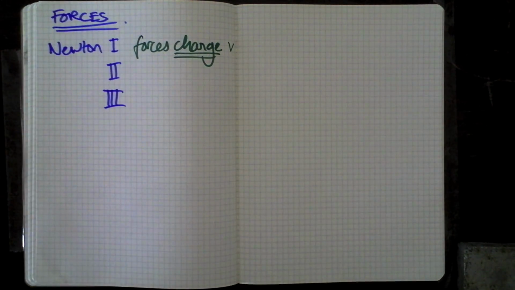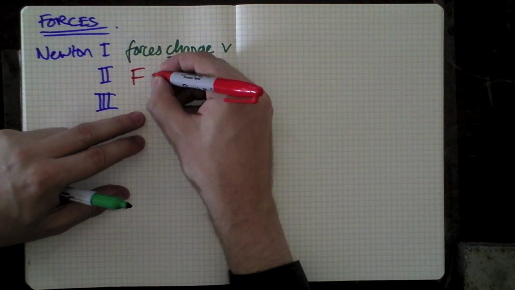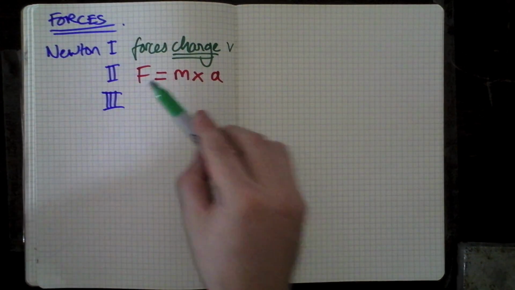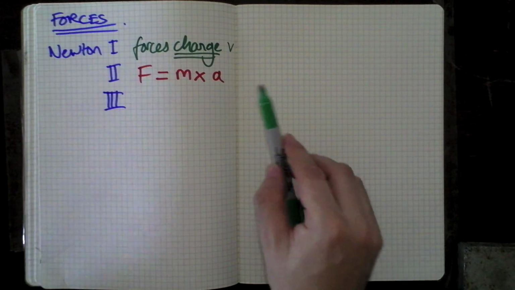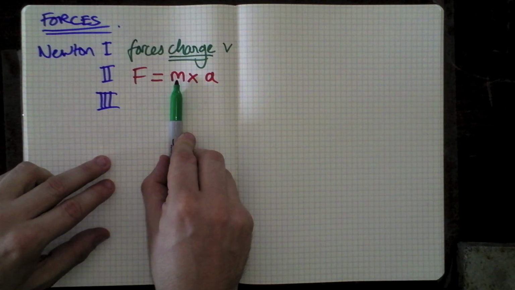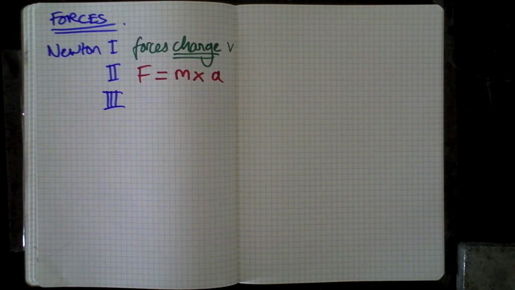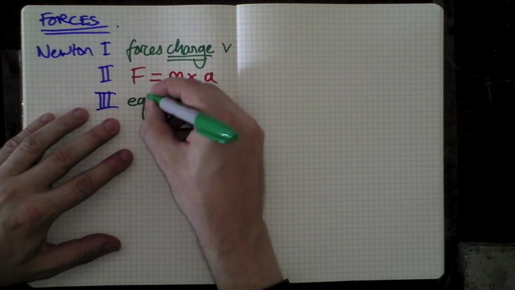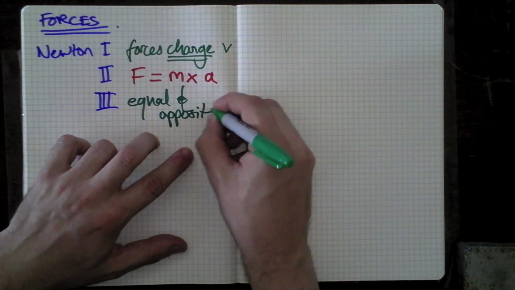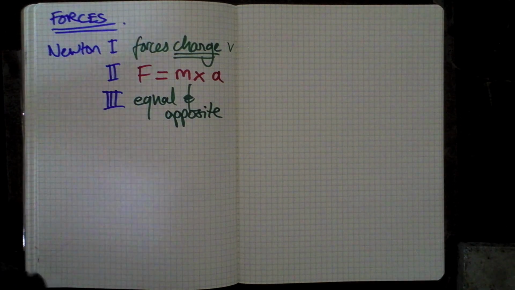Newton's second law tells you how much that change happens. And he wrote this as an equation, F equals m times a. The size of the force is equal to the mass times the acceleration. So you can see how much something accelerates by knowing how much mass there is and what size the force is causing it to change velocity. Newton's third law says that 2 things interacting will exert equal and opposite forces on each other. So if I kick a football, the football actually exerts the same force on me as I do on it.